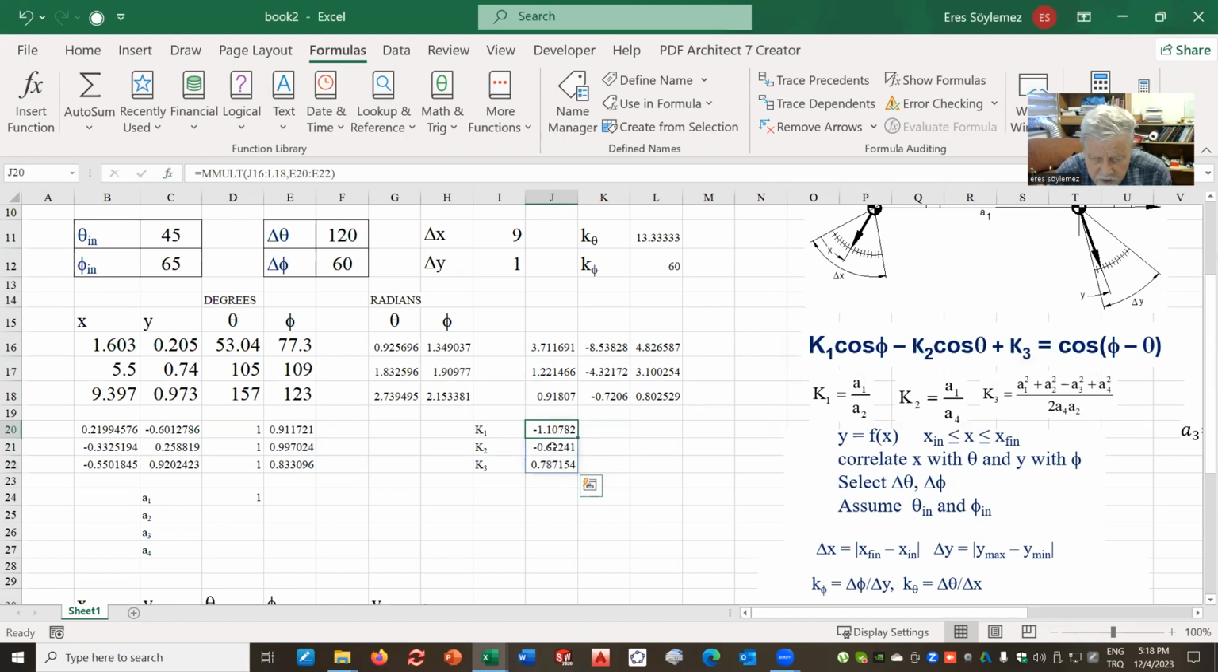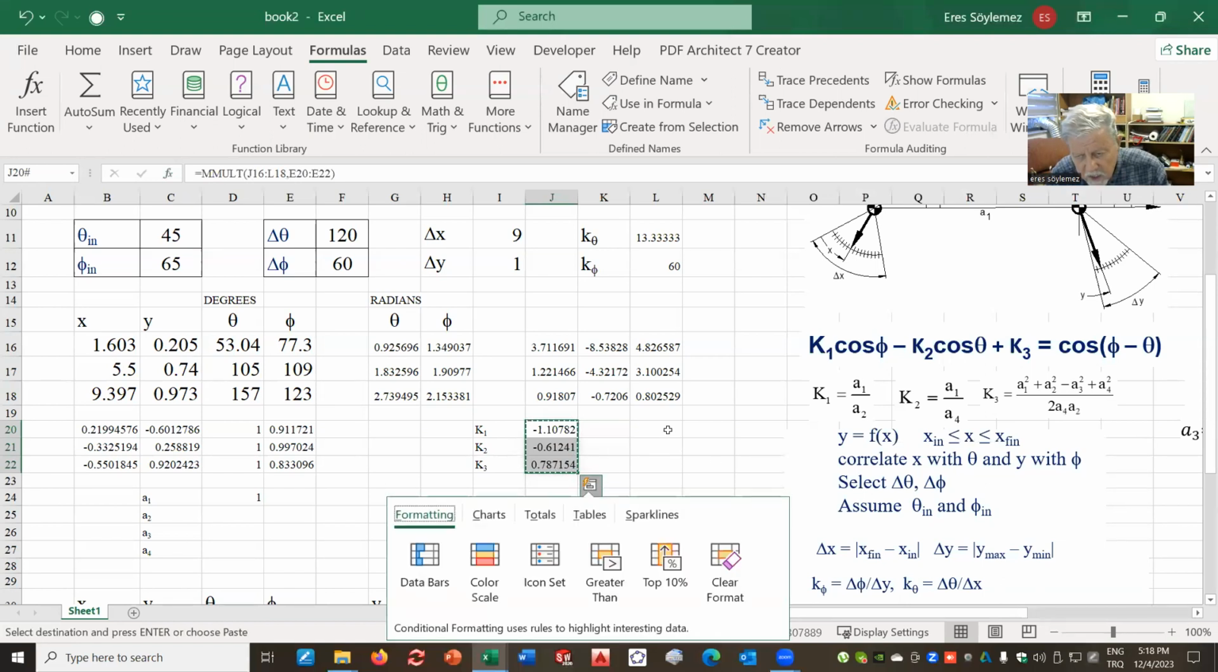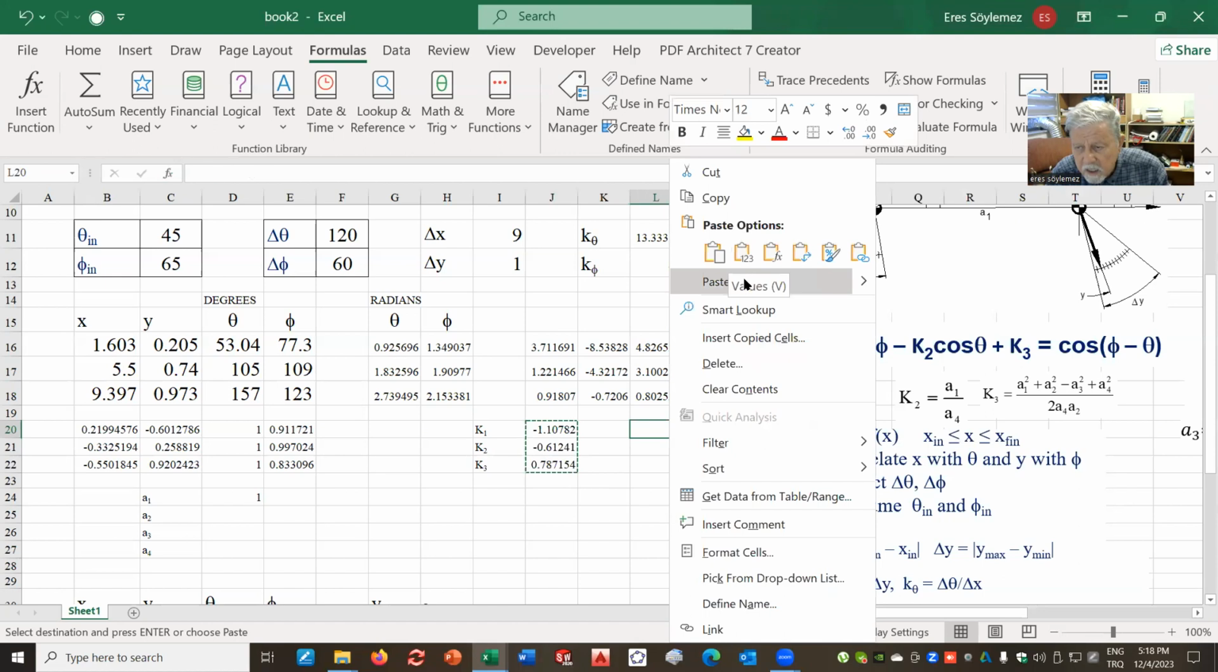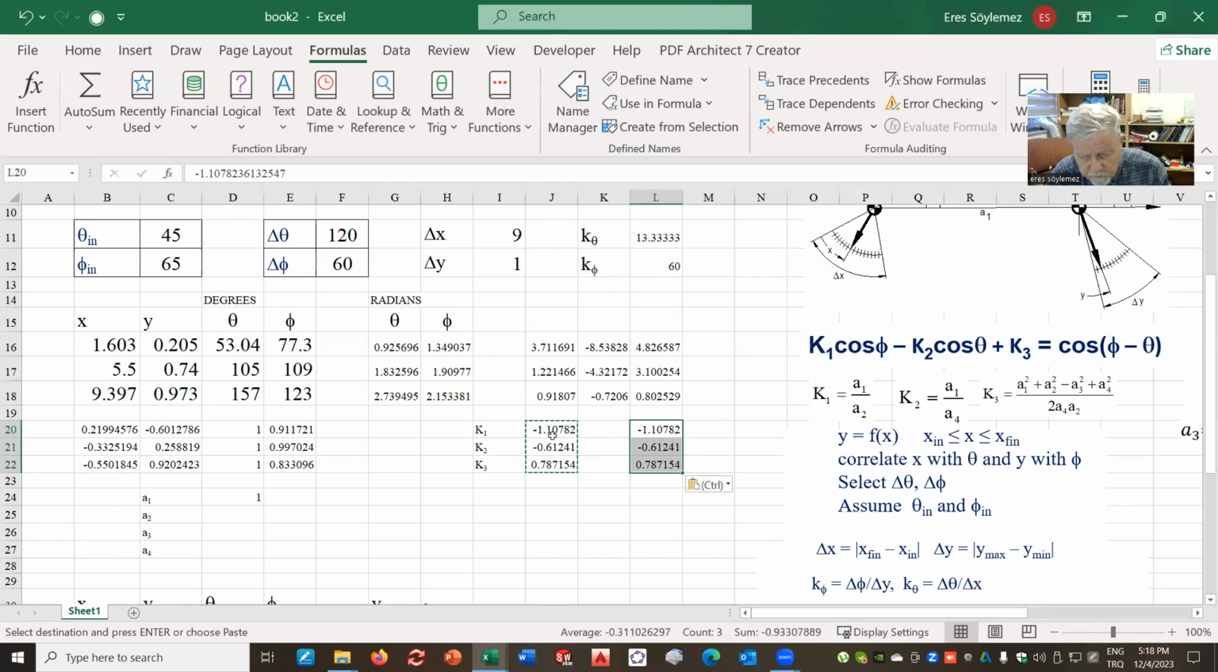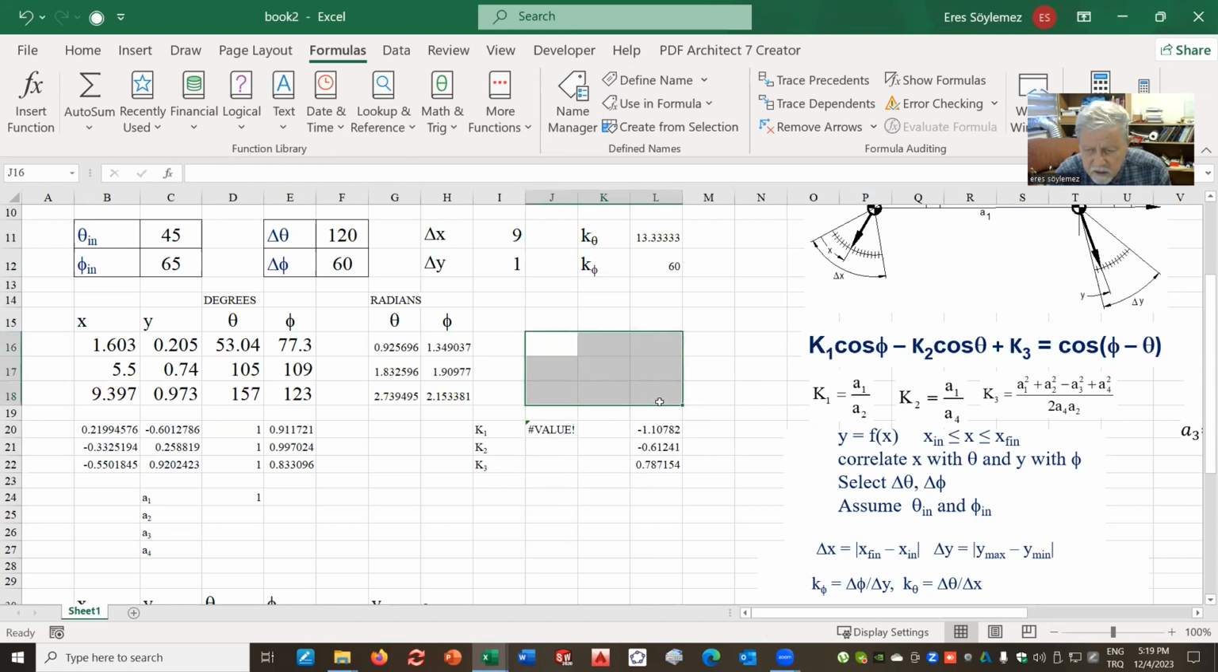Let me copy these as follows. Control C. But over here, I will use paste special. I will copy the values only, not the formulas. Because here I have the formula, here I don't have the formula. I only have the numbers to show you something. I will erase this, and I will erase this value.